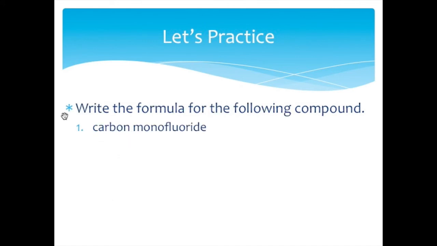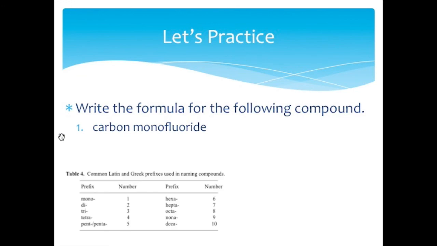Let's write the formula for the following compound, carbon monofluoride. This is something you will have to do. Besides naming from a chemical formula for covalent compounds, you will have to write the chemical formula from the name for covalent compounds. So our first step is to determine what our first nonmetal of the formula is. Well, as the name says, carbon starts our chemical formula. Its element symbol is C.